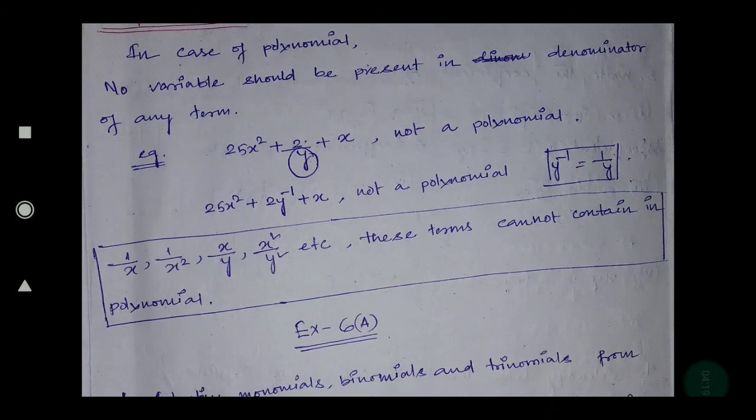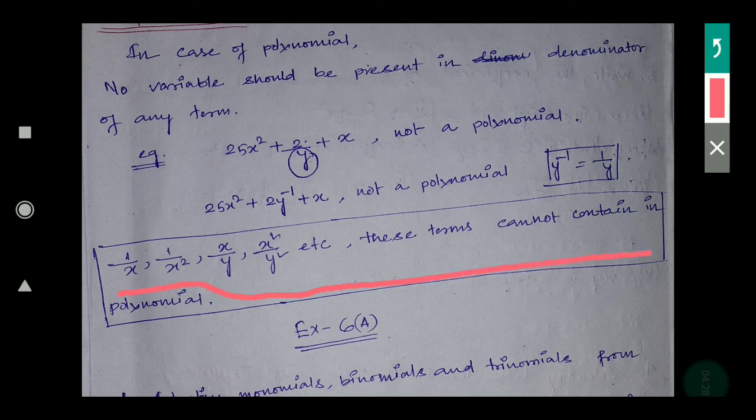See here, I have given 1 by x, 1 by x square, x by y, x square by y square, etc. These terms cannot be contained in a polynomial. If an algebraic expression or polynomial is given and these terms are present, or any variable is in the denominator, then it cannot be considered a polynomial.